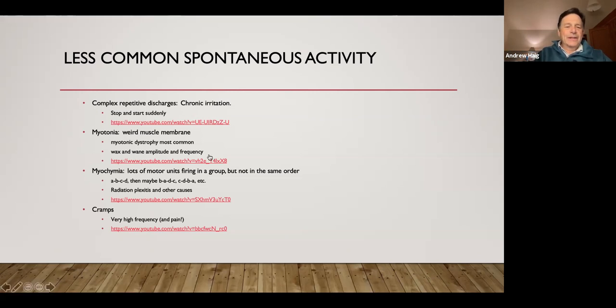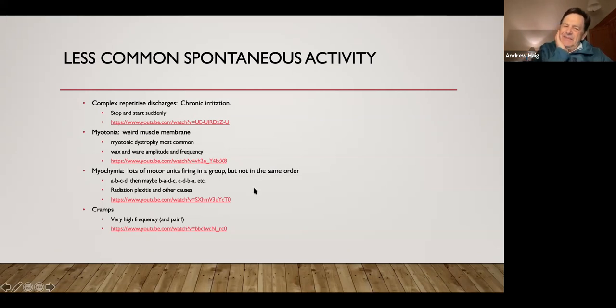You differentiate this from anything else because the amplitudes kind of wax and wane, and the frequency of the little spikes slow down and speed up, right? And so they'll say that was a waxing and waning in amplitude and frequency, and that's a myotonic discharge.